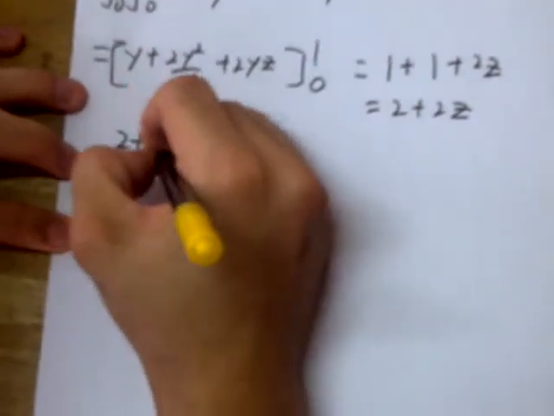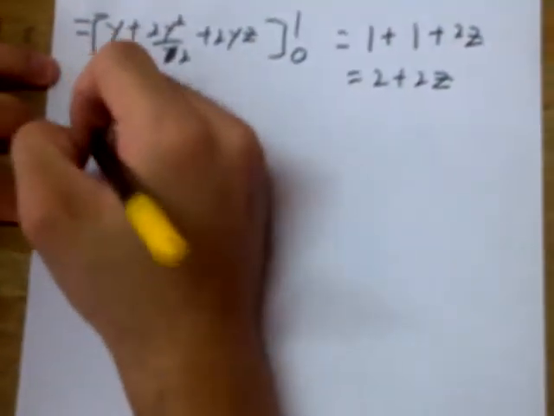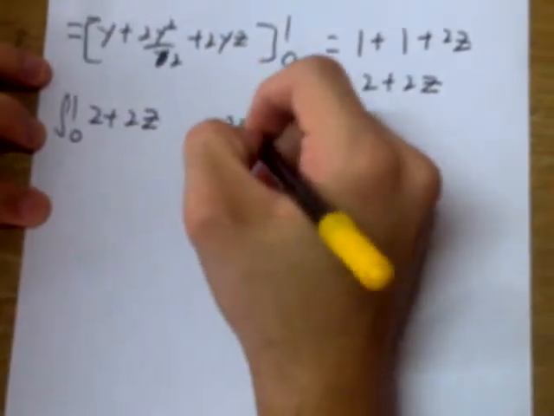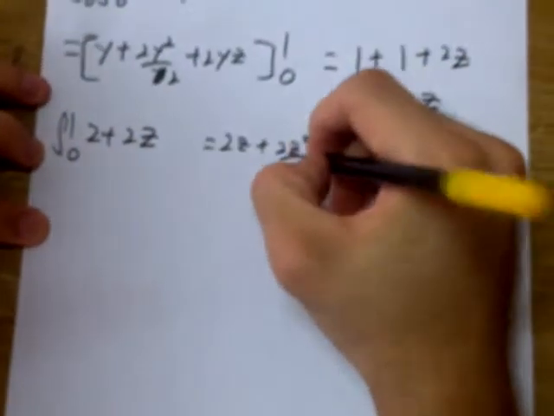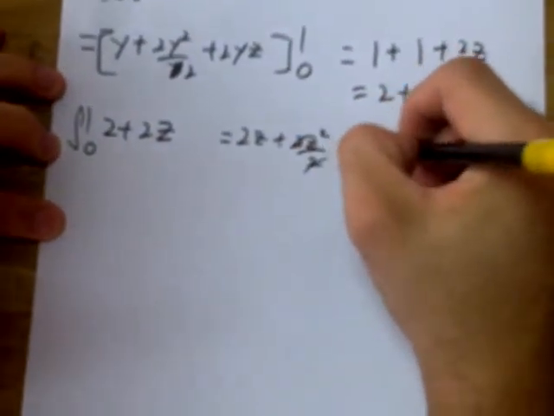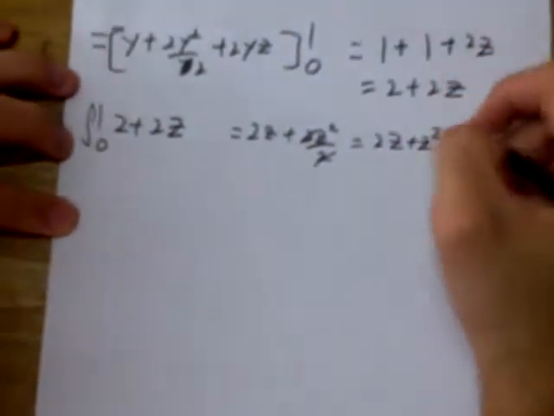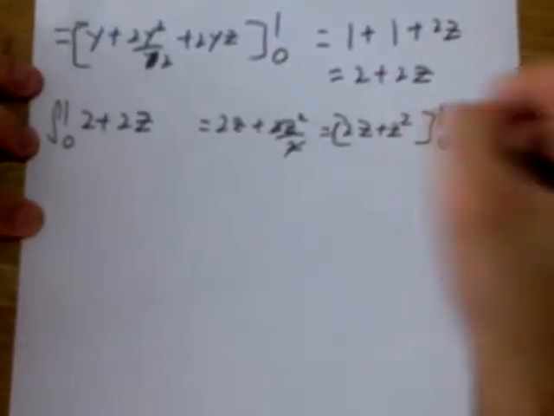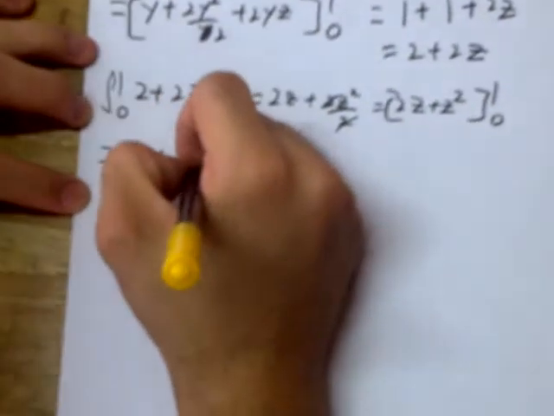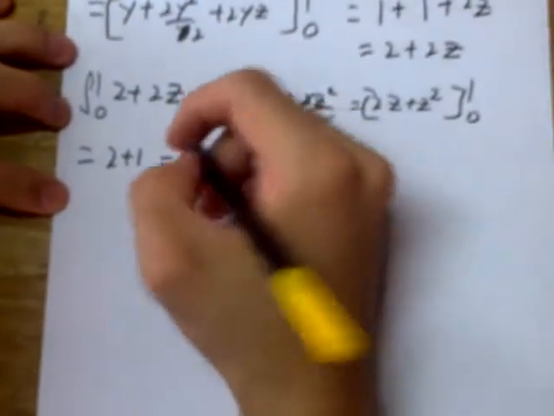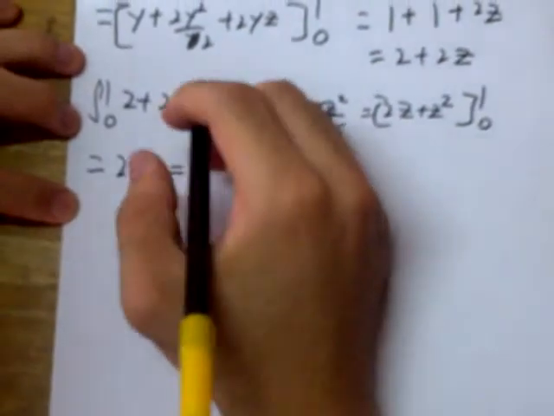Then we need to integrate the z variable between 1 and 0. It gives 2z plus 2z squared over 2. So cancel, so 2z plus z squared between 1 and 0. It gives 2 plus 1. So the flux for part A is 2 plus 1 equals 3.